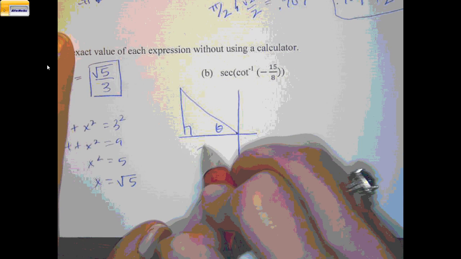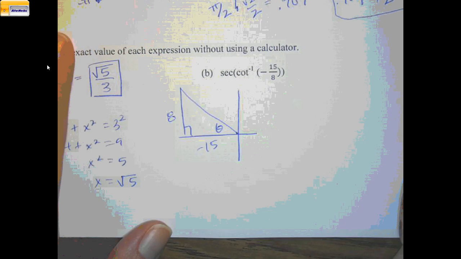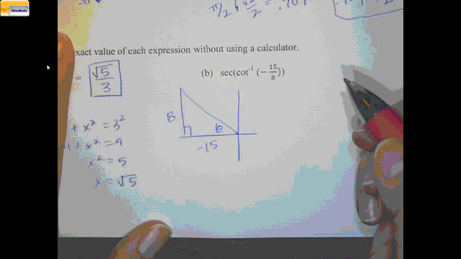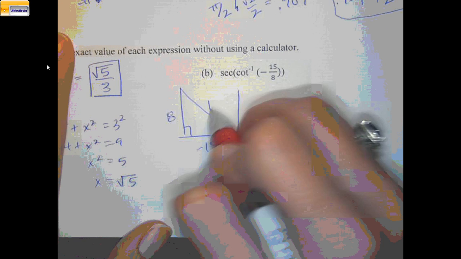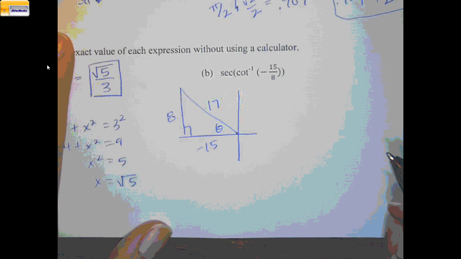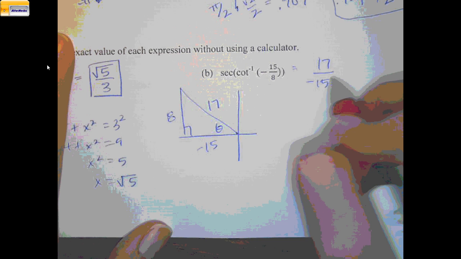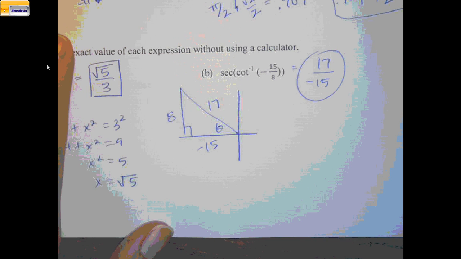Cotangent is adjacent over opposite. What's the third side? Do you know that magic triangle? There you go. They want to know the secant of this angle. So, hypotenuse over adjacent. Negative 17/15.